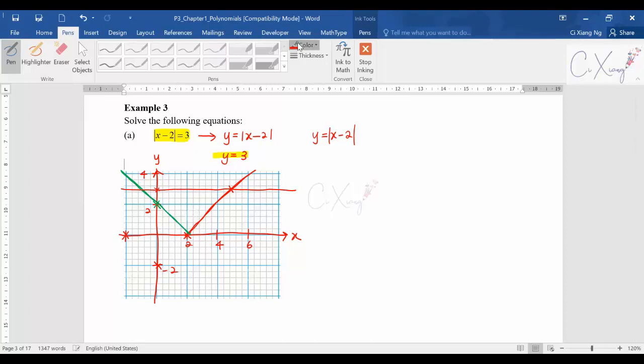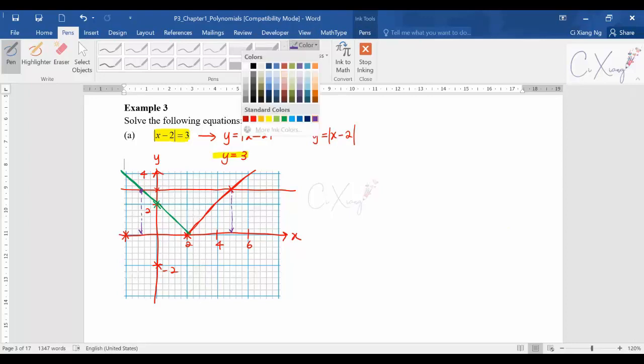Alright, to get the solution for x, or the value of x, is actually the intersection point between y equals 3 and y equals modulus x minus 2. Some students, if the graph that you draw is very accurate, might want to get the answer from the graph. But in the exam, that is not enough, so you have to show the solution as well.